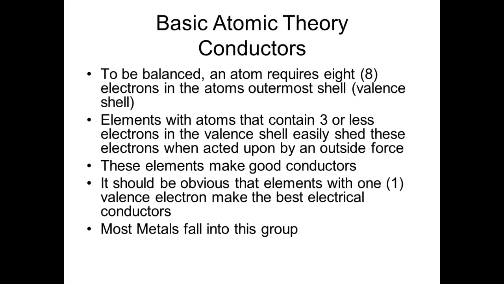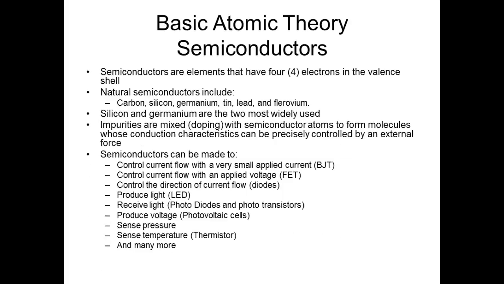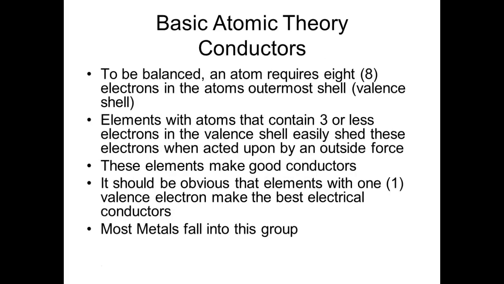So if we looked at a periodic table that lists the shells, I don't know if I've got one in this PowerPoint or not. No, I'll show you that. If we looked at the periodic table that lists the electrons in the shells, every one of these, silver, copper, gold, would have 1 out there. But when you look at aluminum, it's going to have 3, which barely fits into the category of what we call a conductor. These elements make good conductors. It should be obvious that elements with 1 valence electron make the best electrical conductors. Most metals fall into this category.